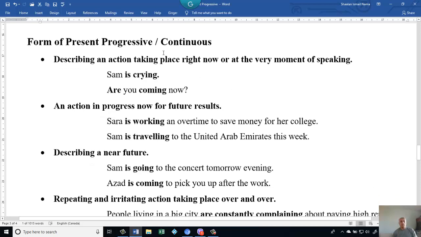How we form present progressive or continuous. We're describing an action taking place right now or at the very moment of speaking. Sam is crying. Are you coming now? Like making a question. An action in progress now for future results. Sarah is working overtime to save money for her college. Make an ing form. Sam is traveling to the United Arab Emirates this week.